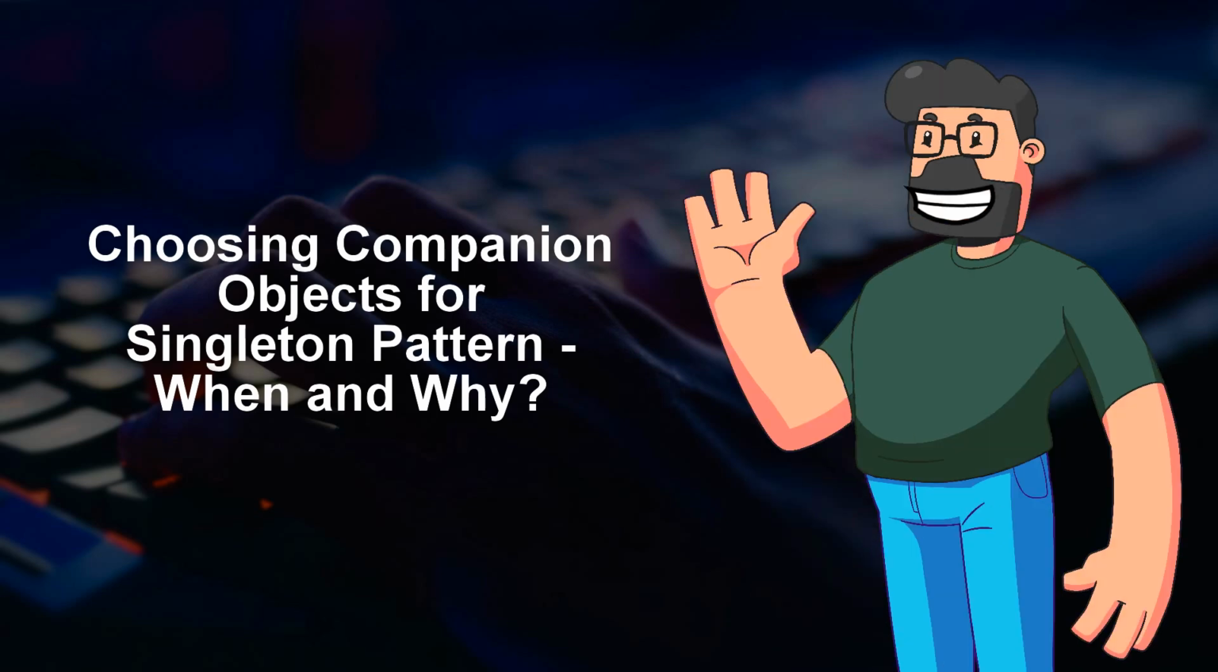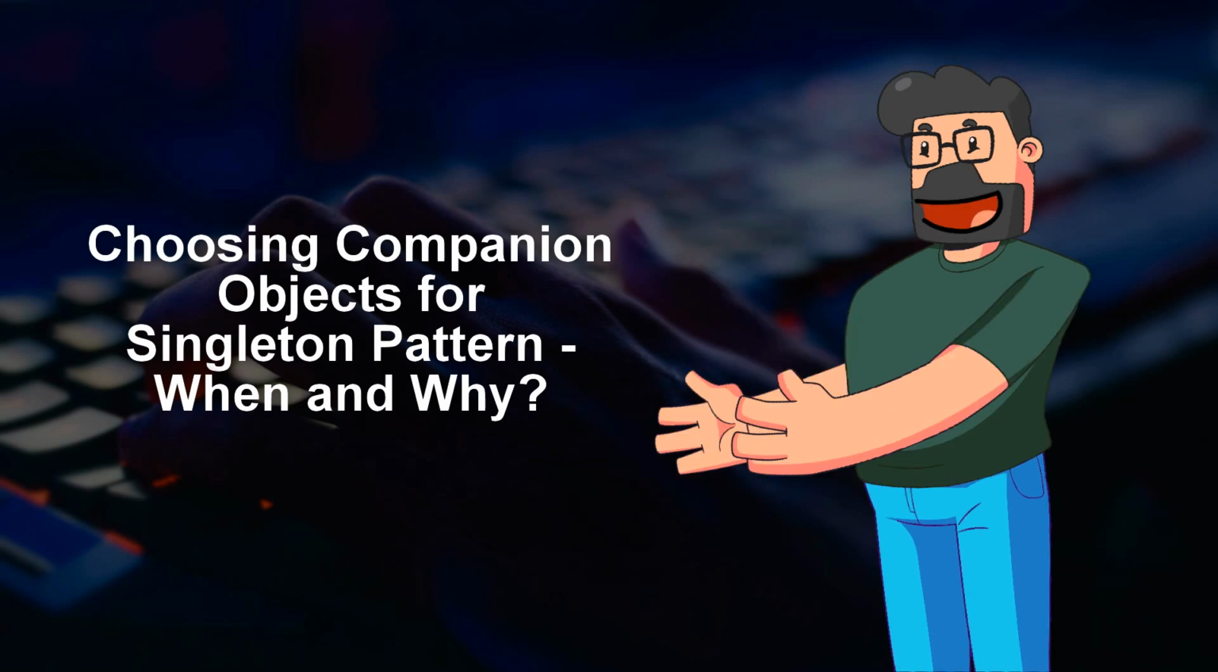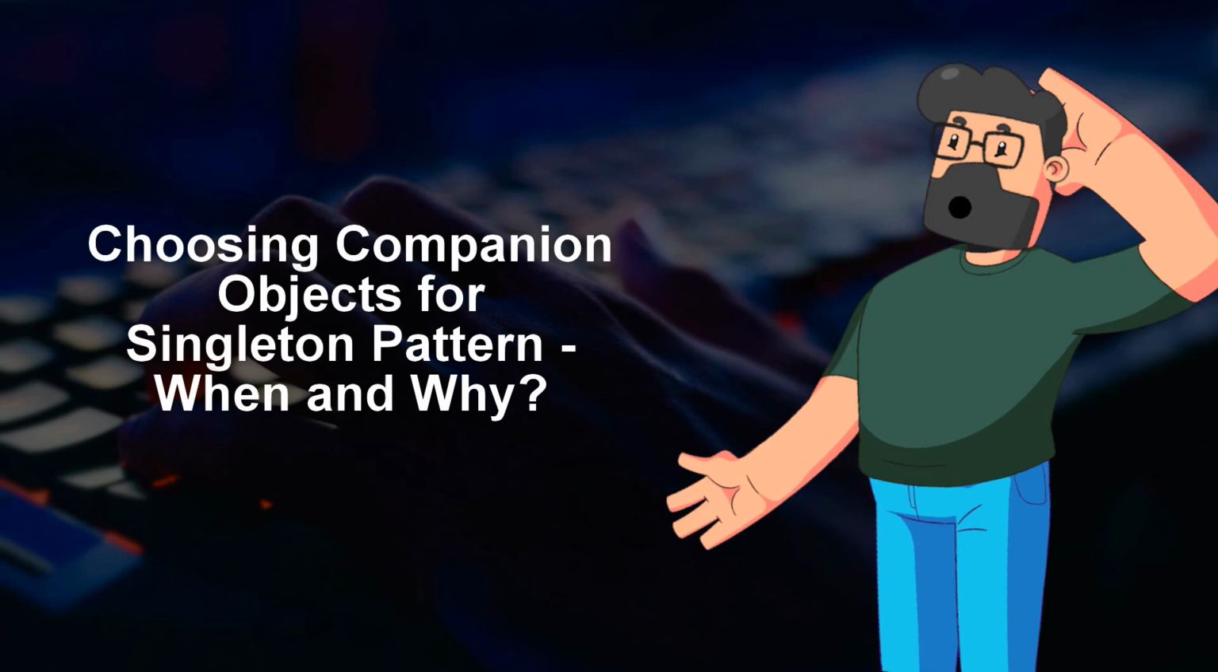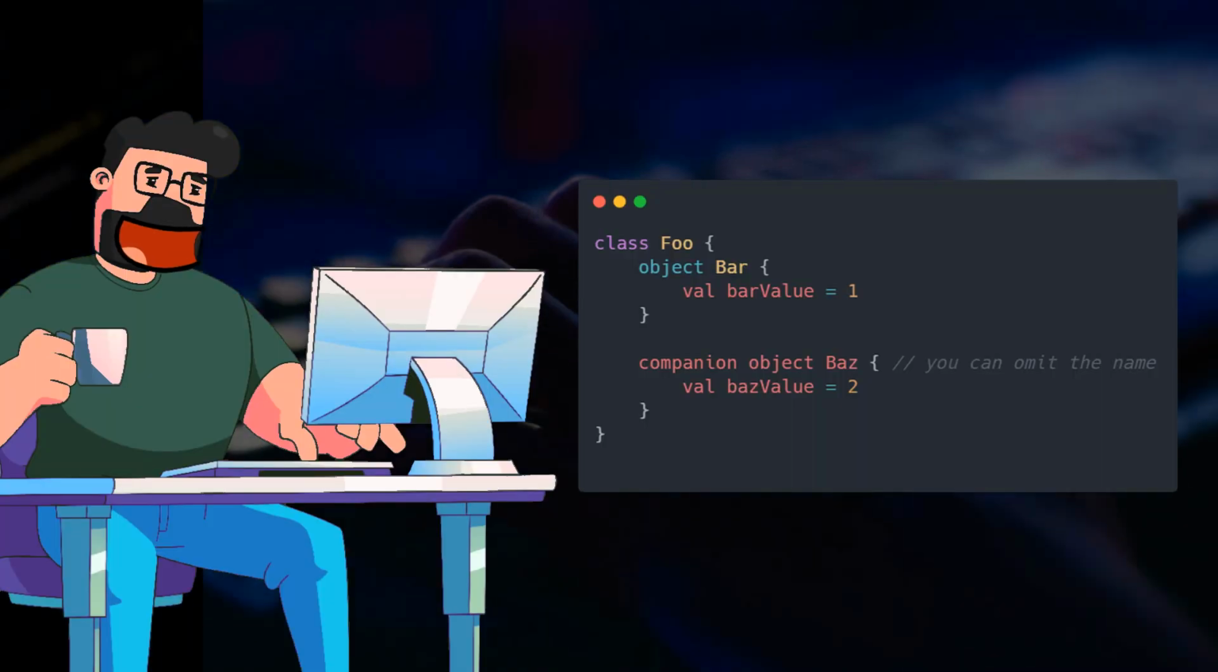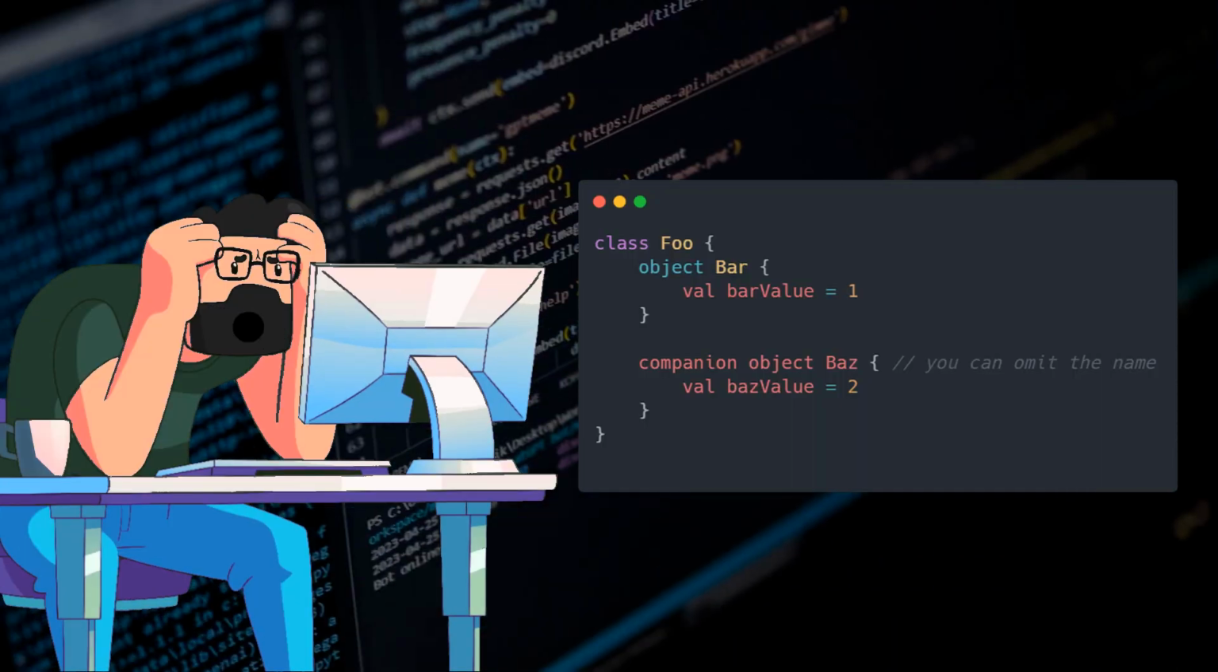The problem at hand is understanding when to choose between a companion object and an object keyword in Kotlin. It can be quite confusing, but fret not, we'll break it down for you step by step. Now, let's delve into the solution to this problem.